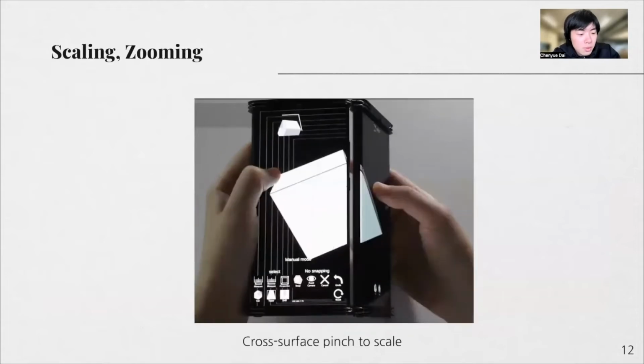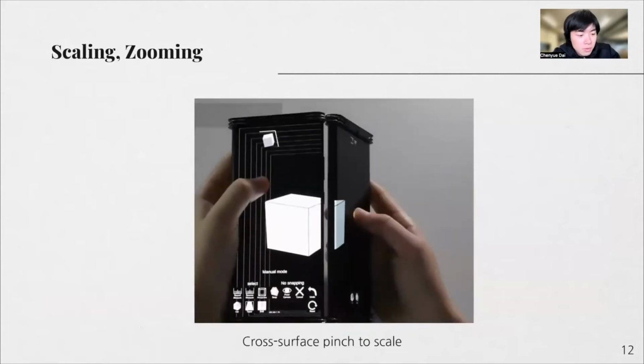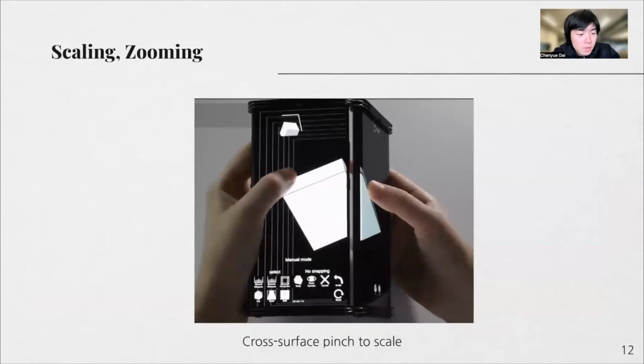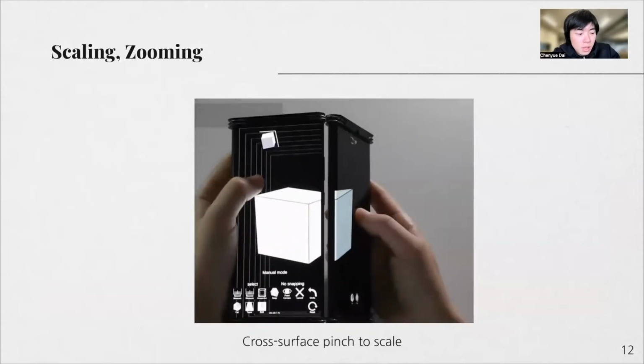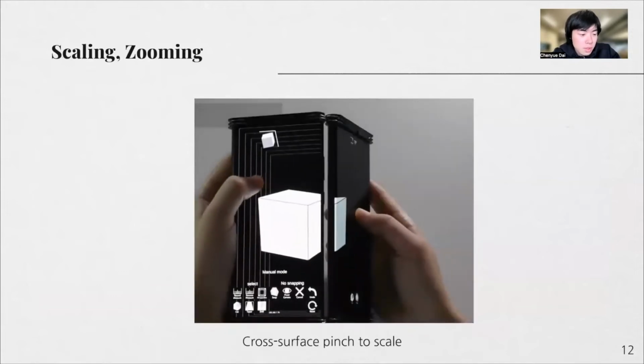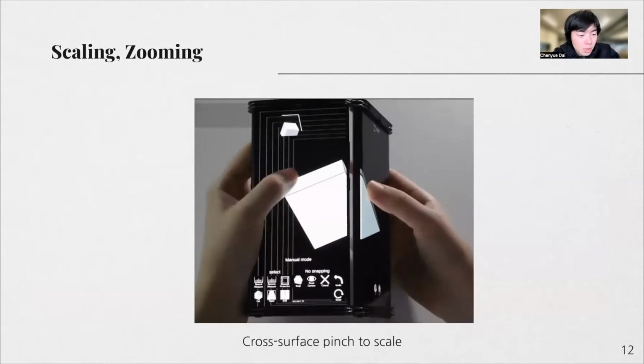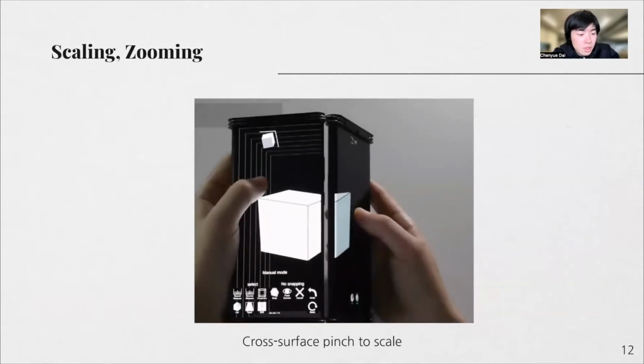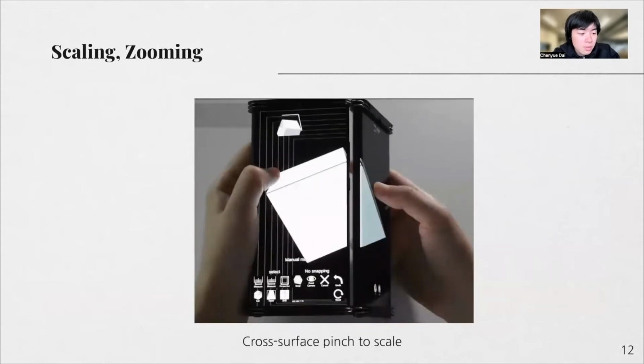To distinguish from rotating and surface modification, we require a cross-surface pinch to scale the model. After scaling, the user can click the button Record Real Measure. It will record the scale of the model, which can later be recovered by clicking the Recover button. This way, we can differentiate scaling the view from changing the actual size of the model.